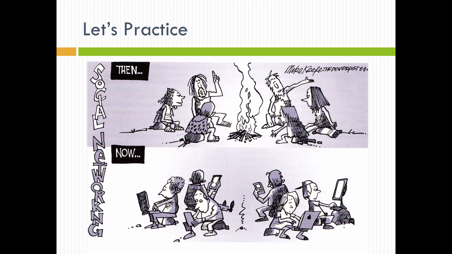So let's look at these pictures. This is called social networking then and now. On the top we have cavemen sitting by a fire talking, and at the bottom we have kind of the same image, but everyone's now connected to their devices. So pause the video for a few moments and look at how many differences and similarities you can find between the pictures. For example, take a moment and look at the campfire, and what does the missing campfire or the dying campfire indicate about the author's point of view?